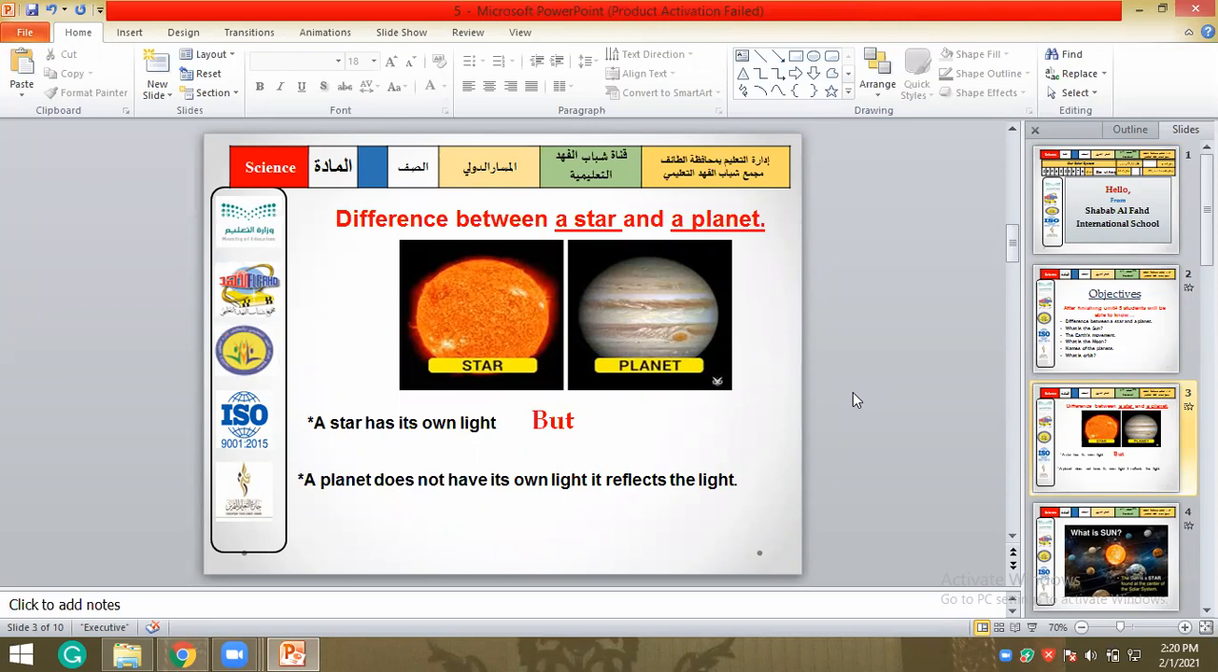So we have our topic today, solar system, our solar system. So first of all, we discussed the difference between a star and a planet. What is a star and what is a planet?